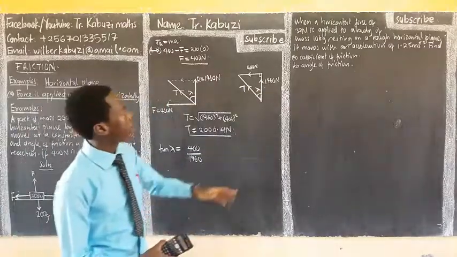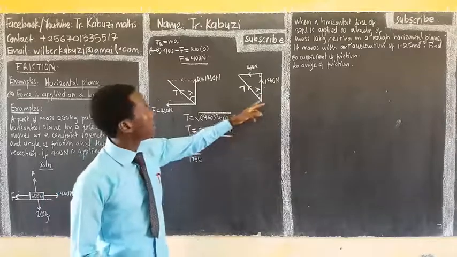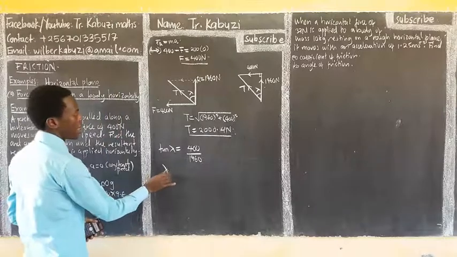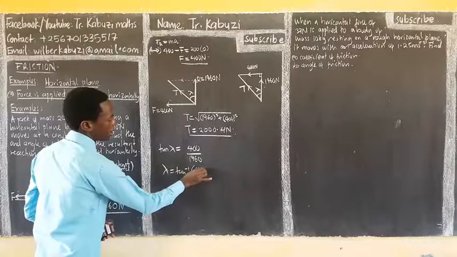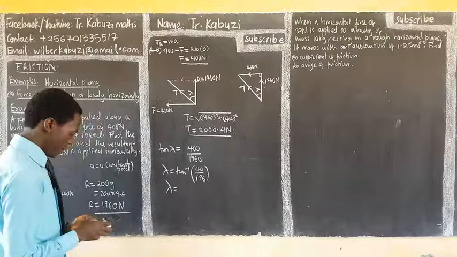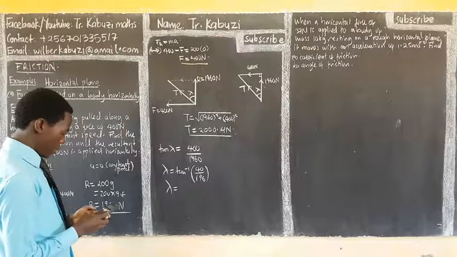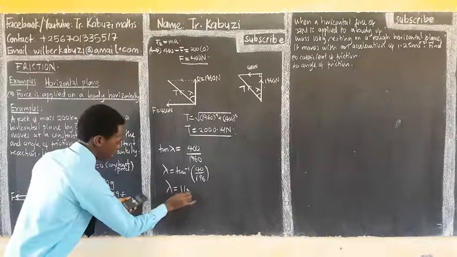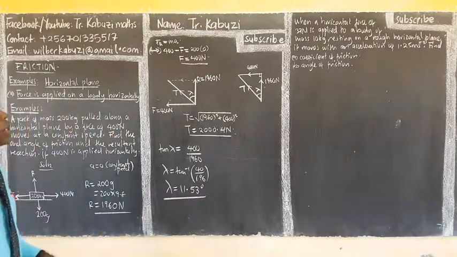Then if you want tan lambda, it's going to be equal to the opposite over adjacent, as simple as that. So our lambda is going to be tan inverse of 40 over 196. So our lambda here is going to be 11.53 degrees. So this is the angle of friction.